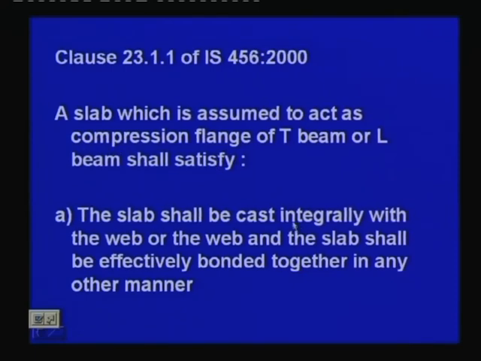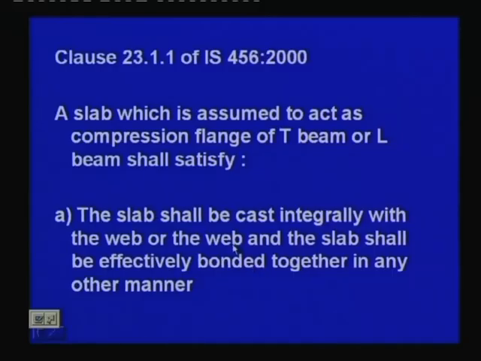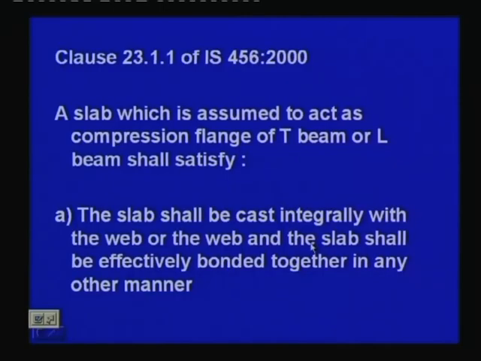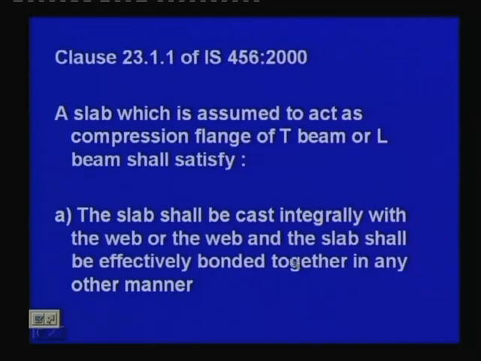The slab shall be cast integrally with the web, or the web and the slab shall be effectively bonded together in some other manner. Either they are cast at the same time, or the beam and slab are integrated, maybe by reinforcement or some other means, so that you get the same deformation for the web and the slab.